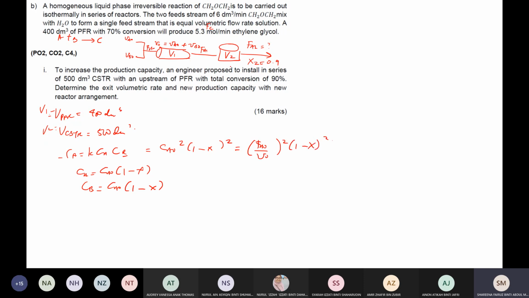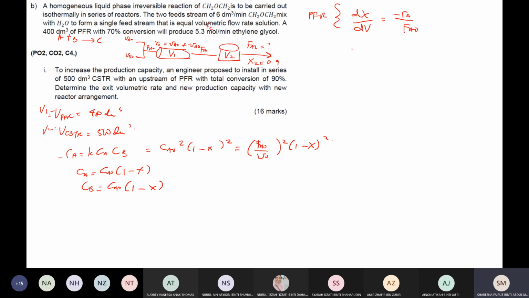So from here, you need to start with the first reactor. Don't jump into the second, because there is certain information you don't have, so you cannot directly calculate V2. The V2 will be related with V1. So start with this one. For the PFR, you start with dX over dV equal to negative rA over FA naught. This is the PFR design equation.